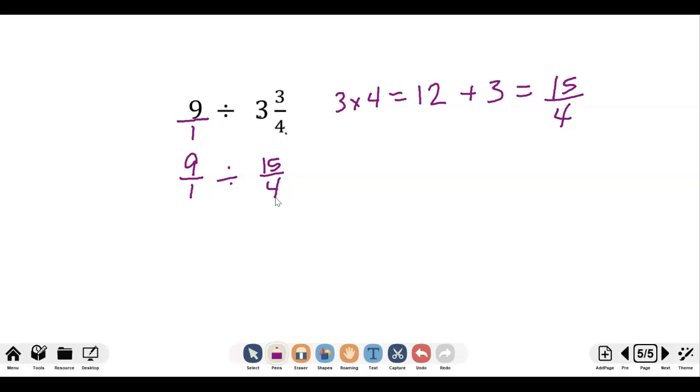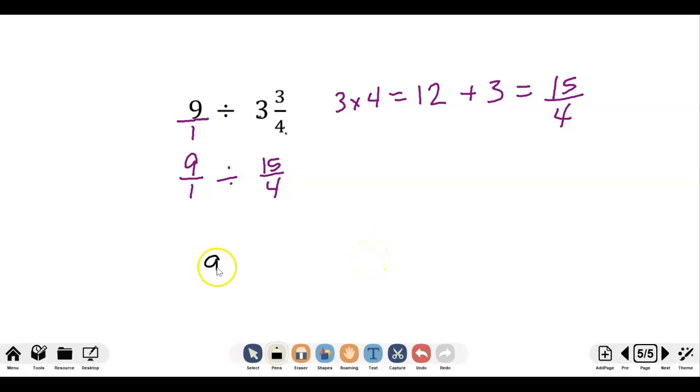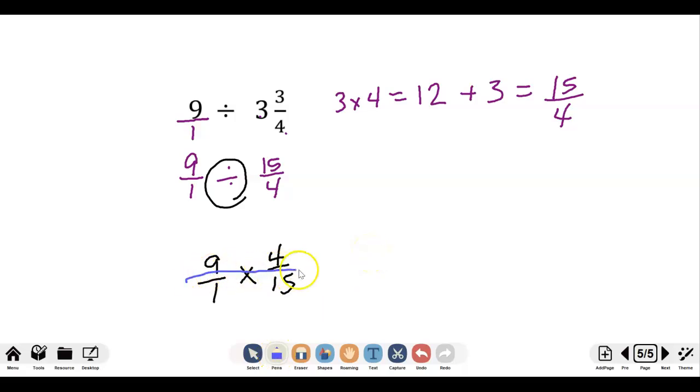But we see the division sign, and so we're going to keep it, change it, flip it. So we're going to keep that first one, 9 over 1. We're going to change the division sign to multiplication. And then we're going to flip that and make it 4/15. So we'd have 9 over 1 times 4/15. And let's take and extend our line through the numerator and the denominator.